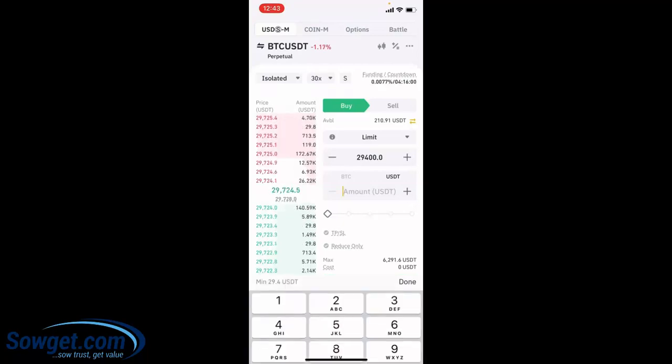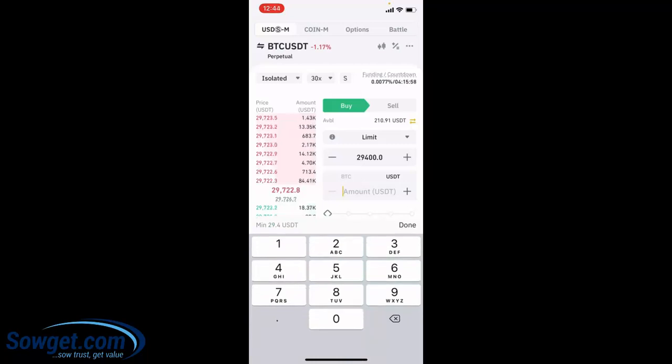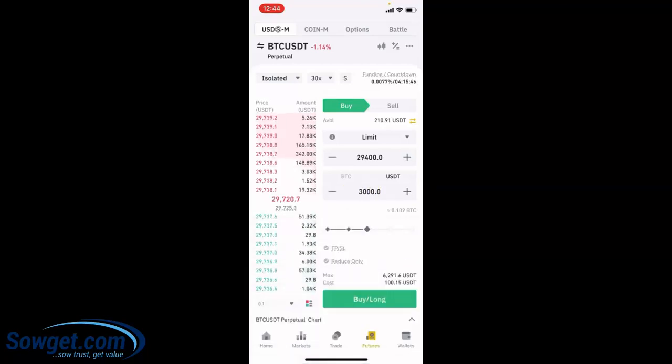And then right here, you enter the amount you want to use to trade. So let's say, for example, I want to enter this trade with $100 and then I'm picking 30x leverage. That means I'm entering this trade with $3,000. So I just pick $3,000. The reason why it's $3,000 is because I'm using $100 of my money and I'm picking 30x leverage. So $100 times 30x, that's $3,000. And then if you come down here to where you have cost, you see that your cost is just 100 USDT. So you are spending 100 USDT out of your money.